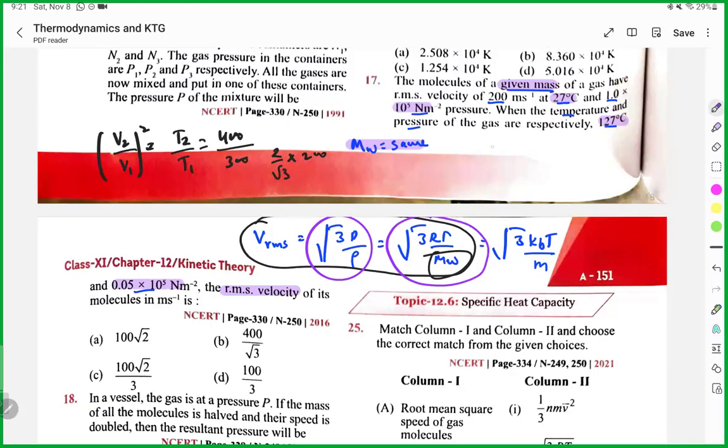Understood? Because even VRMS directly depends upon the under root P. Same way. Got it? But the temperature part is easy because MW is constant.